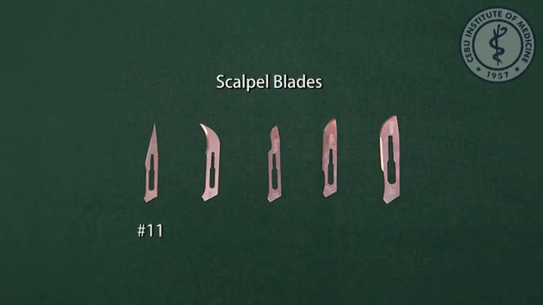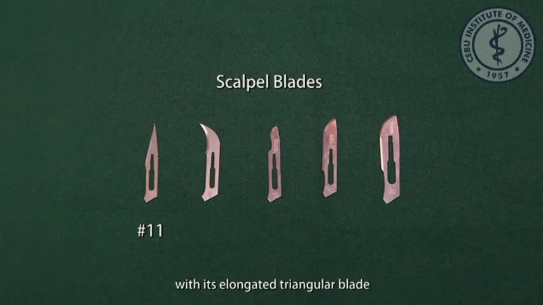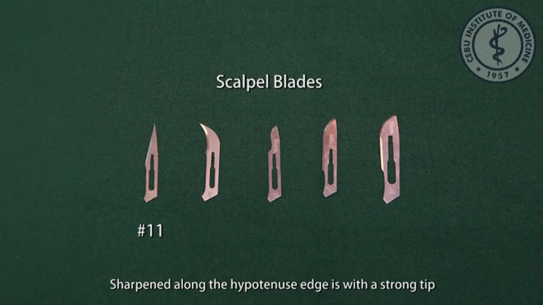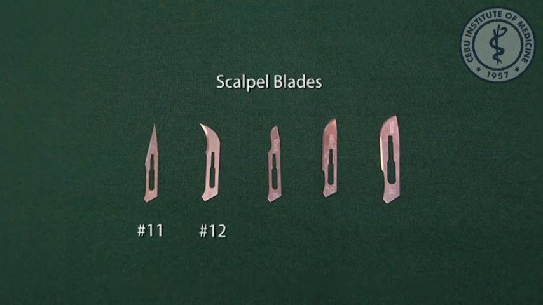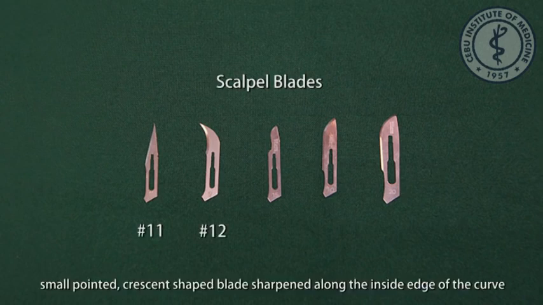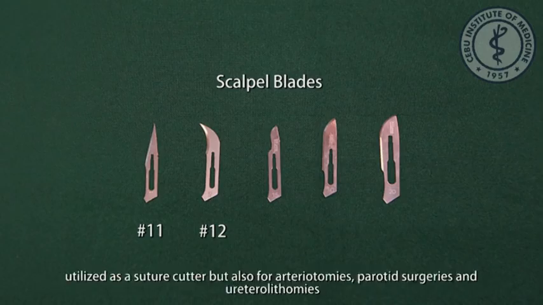Blade number 11, also known as the stab knife, with its elongated triangular blade sharpened along the hypotenuse edge, as well as a strong pointed tip. Blade number 12, a small, pointed, crescent-shaped blade sharpened along the inside edge of the curve, utilized as a suture cutter but also for arteriotomies, parotid surgeries, and uterolipotomies.